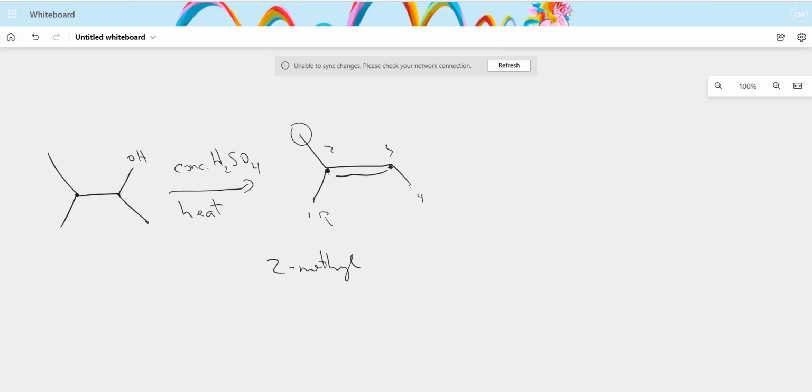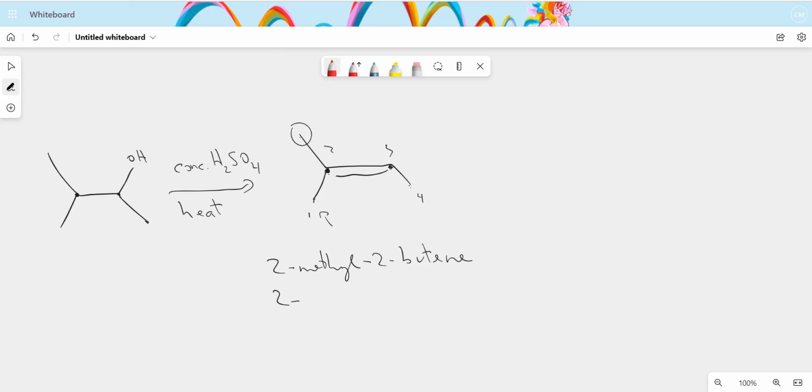And in the 2 position then is the butene, or I can say 2 methyl butene. No space here. So one continuous word. So those are my two options for naming this compound. Note that there's no E or Z conformation here.